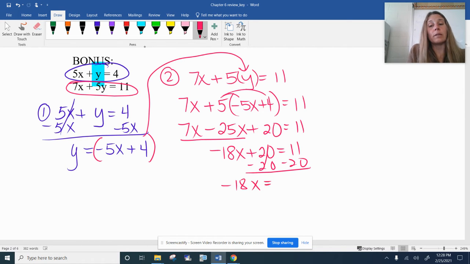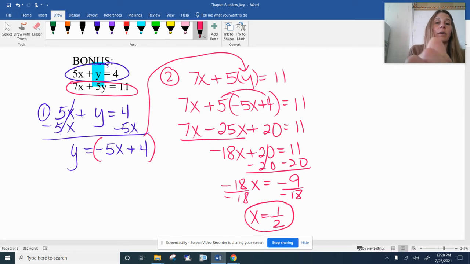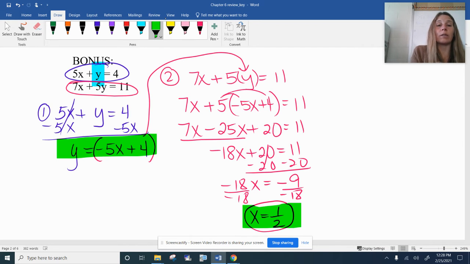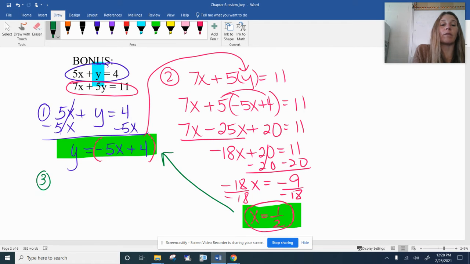Negative 18x equals negative 9. And then I'm going to divide here, and I get x equals positive 1/2. And then just like we did in the last two, we take the answer from step 2, put it into our answer from step 1. And then we can find the y value.